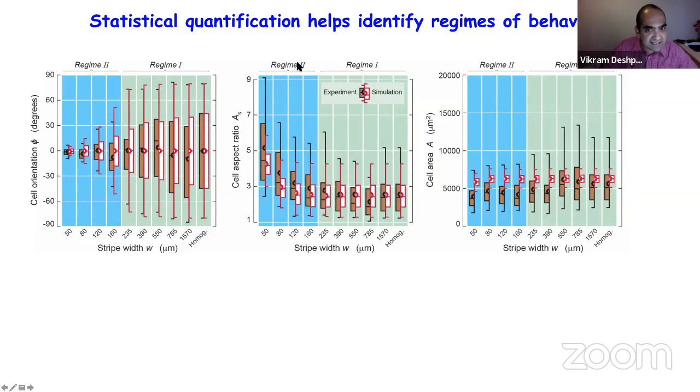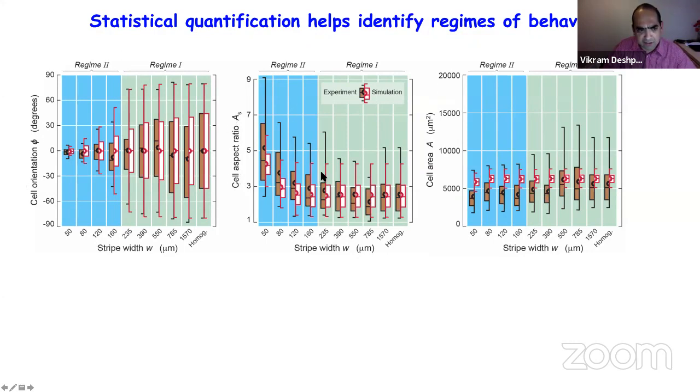What you can see is that the simulations are the white boxes and the experiments are the brown boxes, and you're getting very good agreement of the orientations between the simulations and the experiments. But there's a blue regime here and a green regime, which I'm calling regime 2 and regime 1, and we'll define those regimes as we go along. So this is one metric, which is cell orientation.